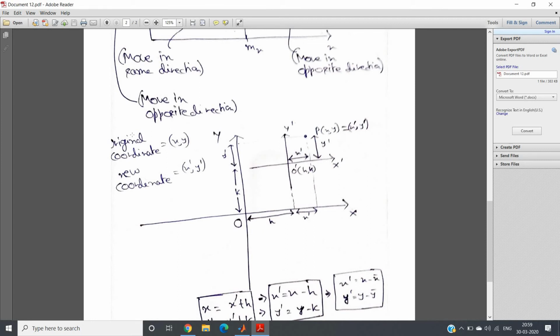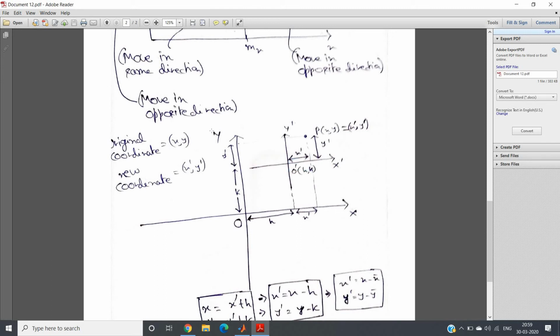That means the original coordinate system has the coordinate point as xy, but the new coordinate system has the coordinate points at x bar y bar. Now we have to determine the relationship between xy and x bar y bar. Very simple. Consider this particular new coordinate system. Obviously in the y direction the distance is y bar, and in the x direction with respect to our new origin the distance is x bar.